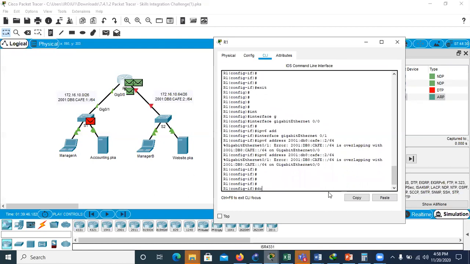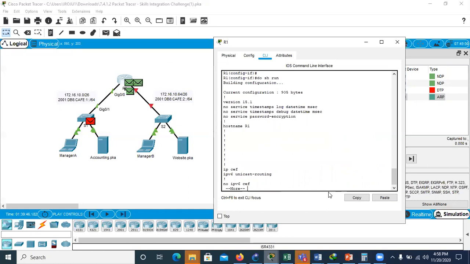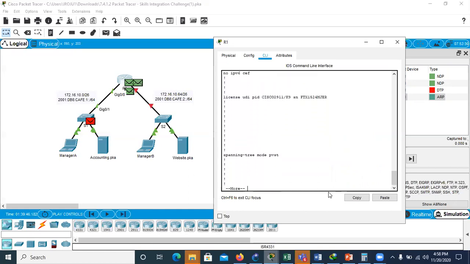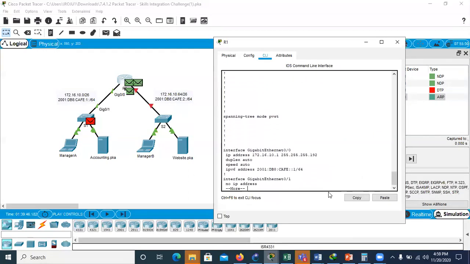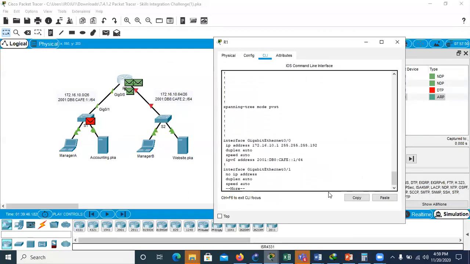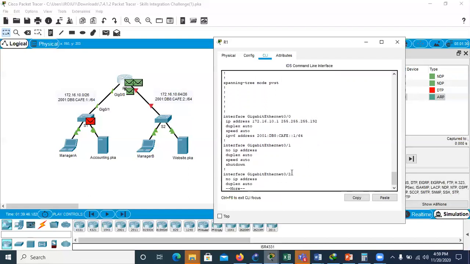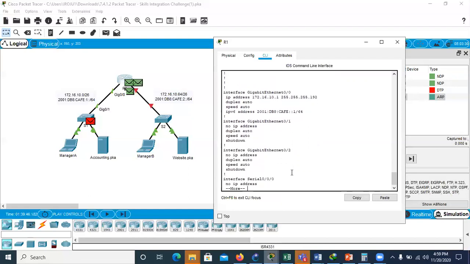The next thing we are going to do now is show run to see the running configuration on my router. On 0/0, I have one network. On 0/2, I have no network. So which means to enable that, oh, I'm running out of time.